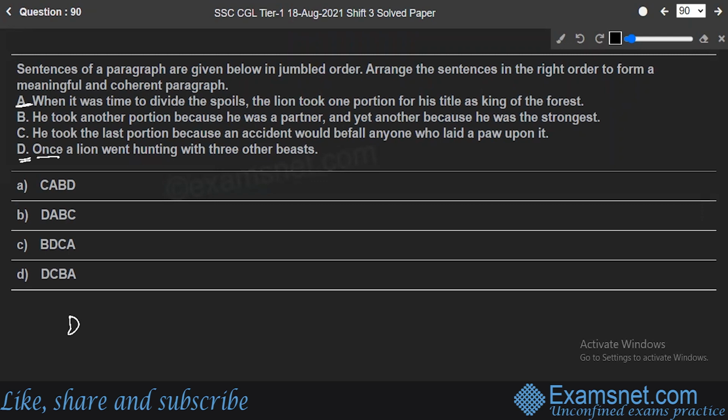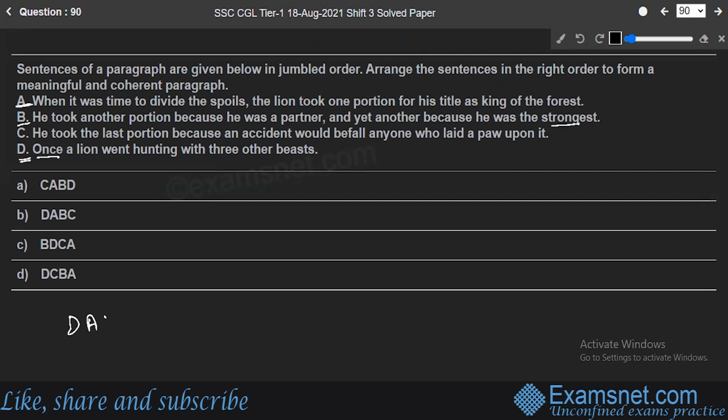When it was time to divide the spoils, the lion took one portion for his title as the king of the forest. Sentence A will come after D, as it is giving information about what the lion said while taking one portion of the spoils. So here will be option A as the next one. Then option B, he took another portion because he was a partner, and yet another because he was the strongest. This part will come after this because it is giving information about what the lion said while taking the other two portions of the spoils.